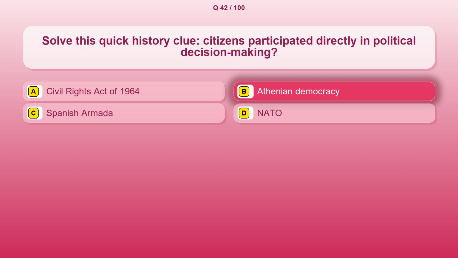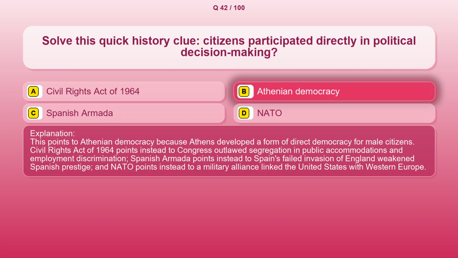The correct answer is option B. Athenian democracy. This points to Athenian democracy because Athens developed a form of direct democracy for male citizens. Civil Rights Act of 1964 points instead to Congress outlawed segregation in public accommodations and employment discrimination. Spanish Armada points instead to Spain's failed invasion of England weakened Spanish prestige, and NATO points instead to a military alliance linked the United States with Western Europe.